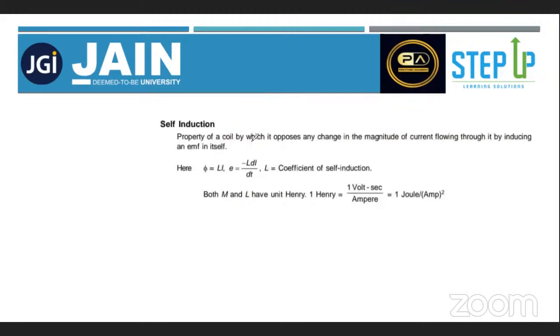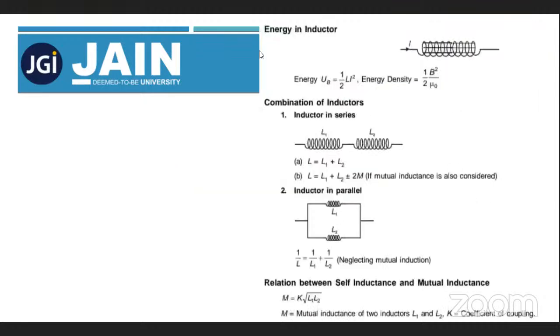Self-induction is the property of a coil by which it opposes any change in the magnitude of current flowing through it by inducing an EMF in itself. So phi is equal to Li, E is equal to minus L di by dt, where L is the coefficient of self-induction. Both M and L have the unit Henry, the SI unit, which is equal to 1 joule per ampere square. Both have the same unit because both are inductions, so the units will not be different.